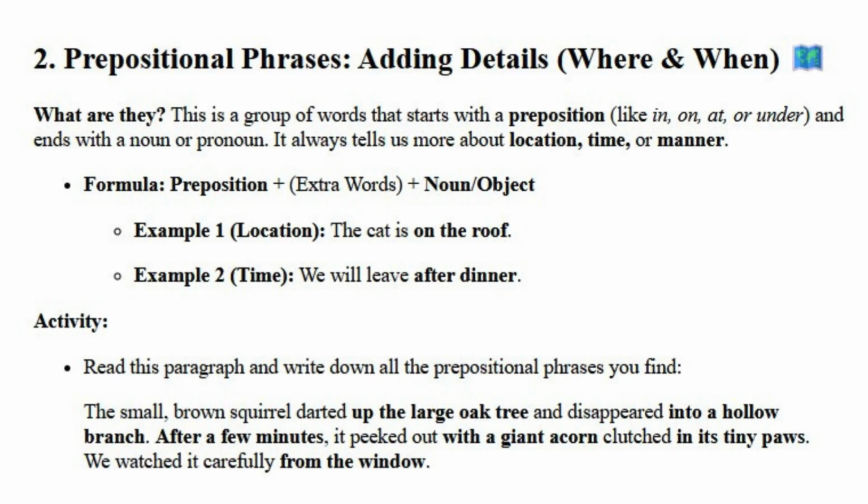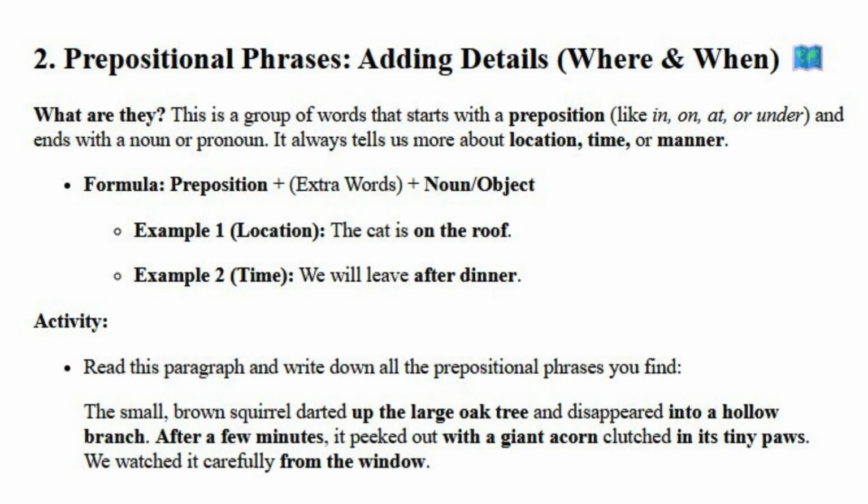Now, I'm going to go over them with you. I'm going to read each one, and I want you to count them and see if you got the correct number. The first one is up the large oak tree, because that tells us where the squirrel darted. 2, into a hollow branch. This tells us where it disappeared. 3, after a few minutes. This tells us when it peeked out.